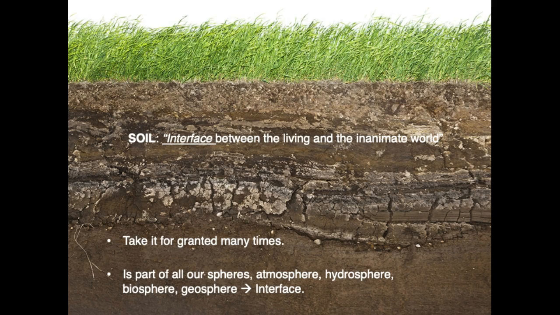So when we view Earth as a system, like we did in chapter 1, for example, we had different spheres within this system. Soil is considered an interface of all of these spheres, a common boundary where the different parts of the system actually interact. So if you think about it, soil forms where atmosphere, geosphere, hydrosphere, and biosphere all meet and interact.